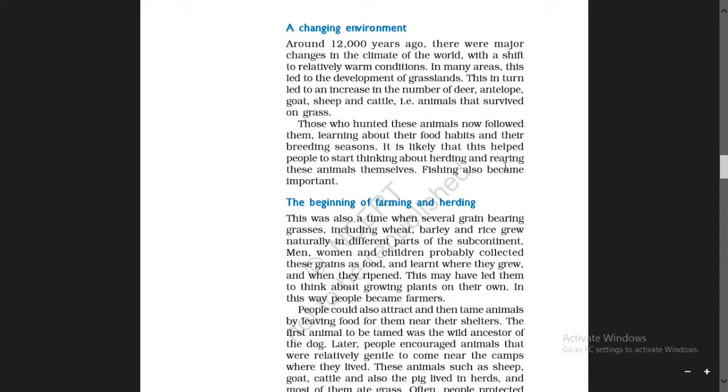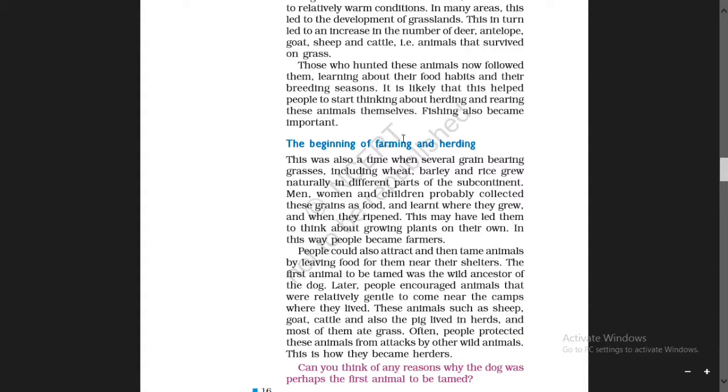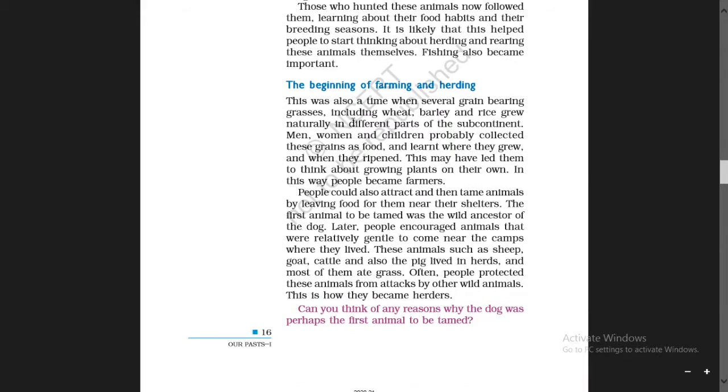Fishing also became important, fishing to catch fish. The beginning of farming and herding, the starting of agriculture and the starting of keeping animals.